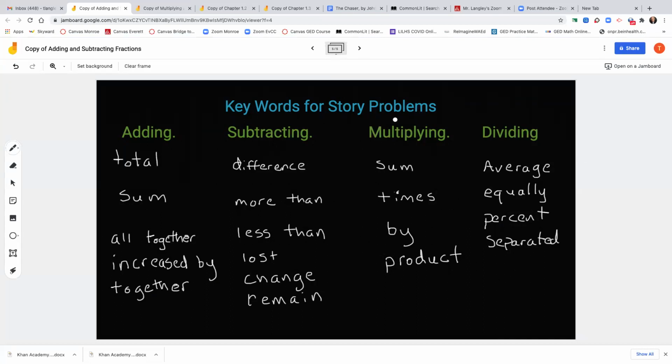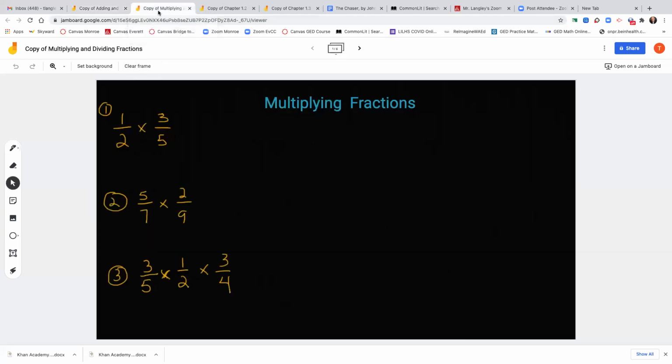Or if you Google keywords for story problems, you'll find this chart, a whole bunch of copies of it. When you're doing story problems and you see words like adding, the sum, the total, or all together, it probably means you're adding. Then there are difference, multiplying, and dividing. For the sake of time, I'm going to jump over to my next slideshow.